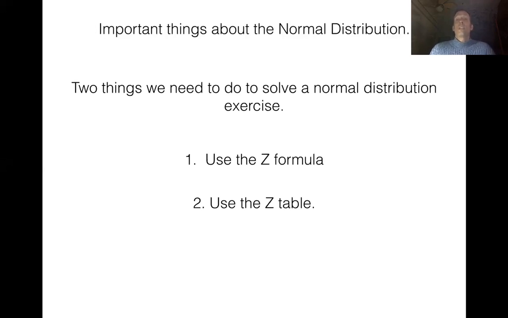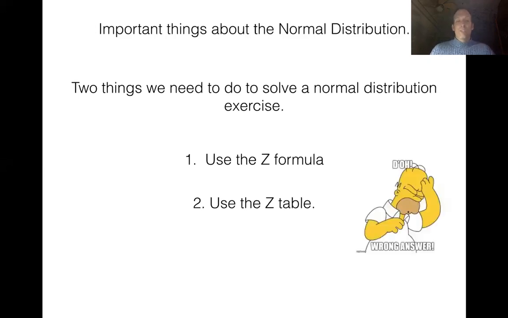So if it turns out that you answered a question and you didn't use the Z formula, you did not use the Z tables, what does it mean about your answer? Means it's definitely going to be wrong. So we have to remember that there's always going to be two parts to the questions in the normal distribution. Now let's take a look at some really important parts of the Z tables.